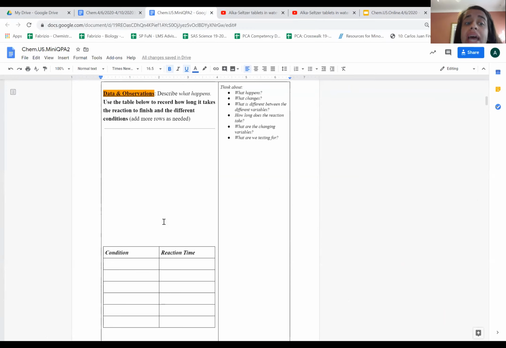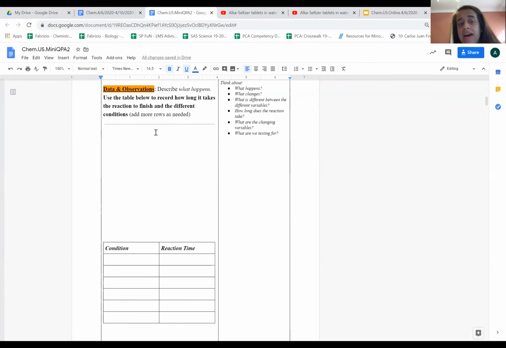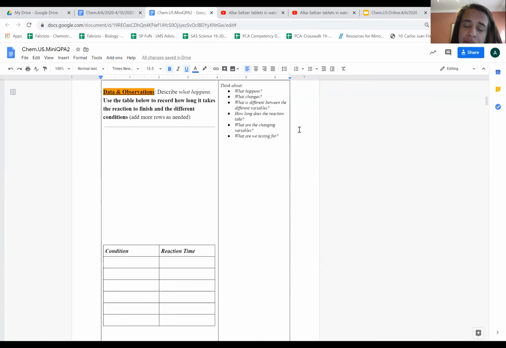So describe what happens, and then you're going to use the table to record how long it takes the reaction to finish in the different reaction conditions. You can add more rows as needed or fewer rows as needed. That's fine. Again, you have questions over here.